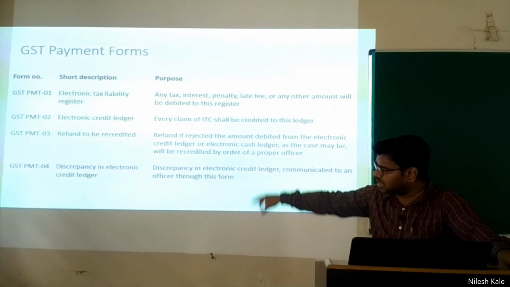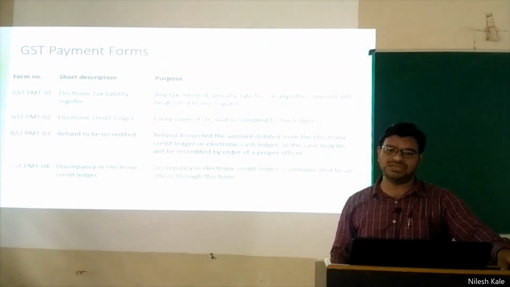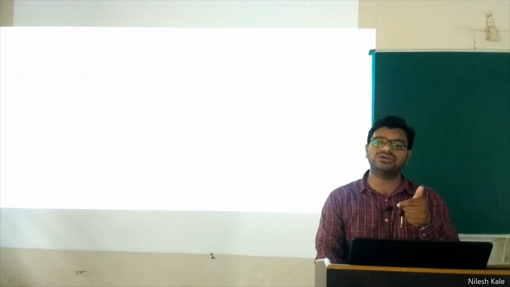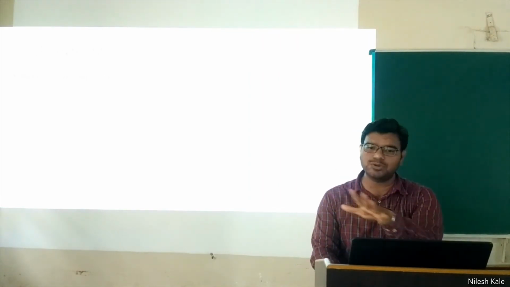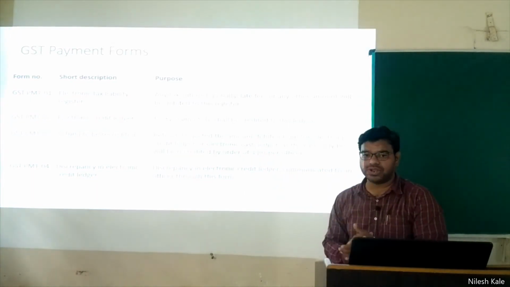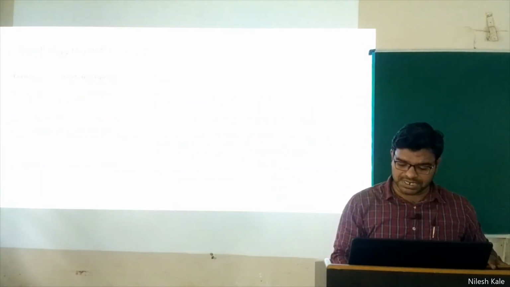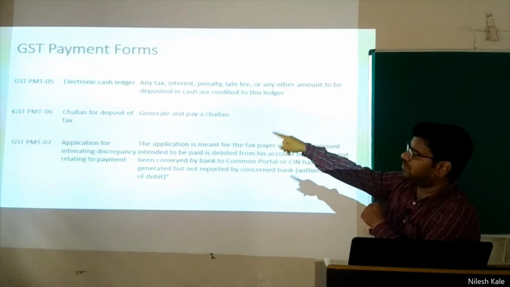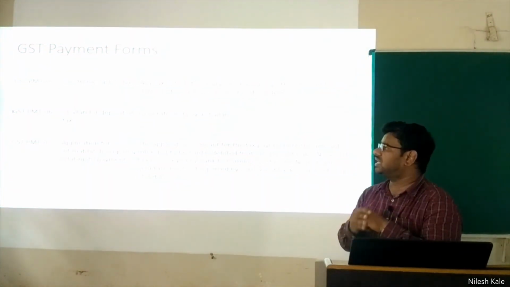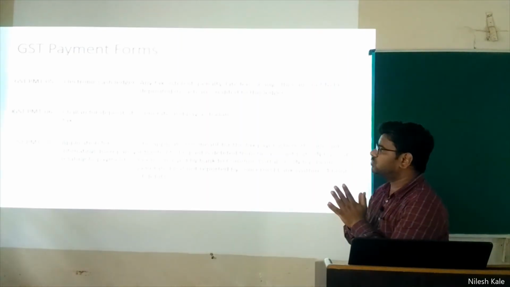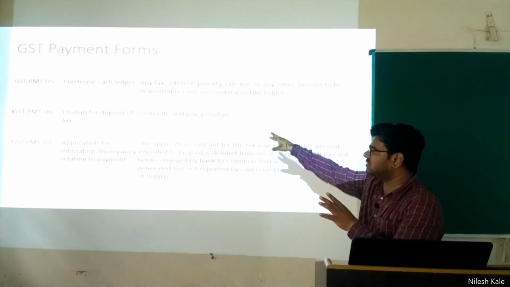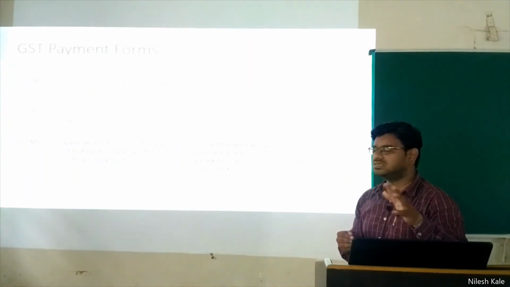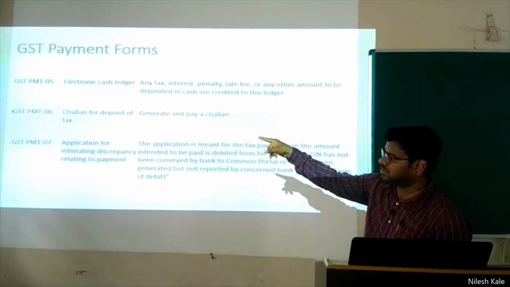PMT 04 is for any discrepancy in electronic credit ledger. If there are any discrepancies in electronic credit ledger, if auto population is not clearly done, if there was any technical problem, then GST PMT 04 along with the documents must be filed. And GST PMT 05 is for electronic cash ledger. PMT 06 is for challan for deposit of tax. We have seen what this GST PMT 06 is earlier also, which generates a challan, and paying through challan is done through the electronic cash ledger, PMT 06.